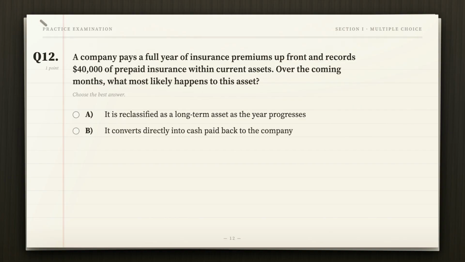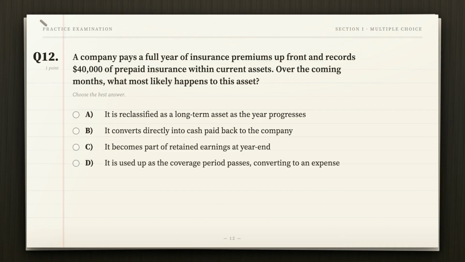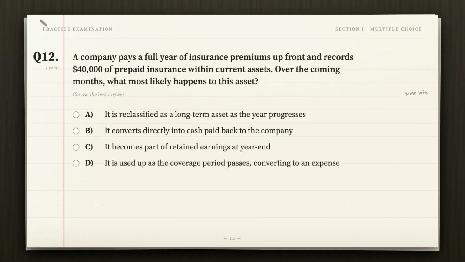B. It converts directly into cash paid back to the company. C. It becomes part of retained earnings at year end. D. It is used up as the coverage period passes, converting to an expense. What's your answer? Commit to one before I continue.